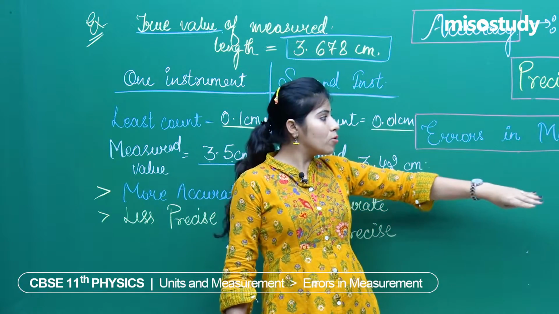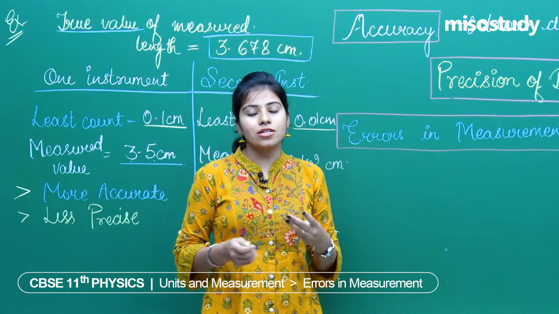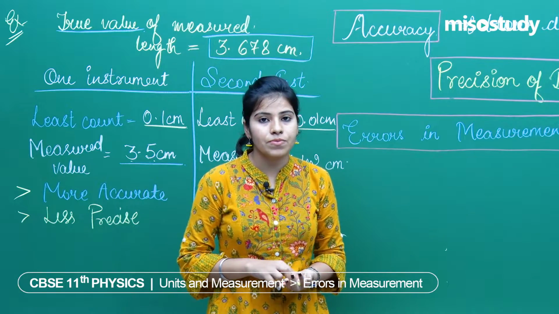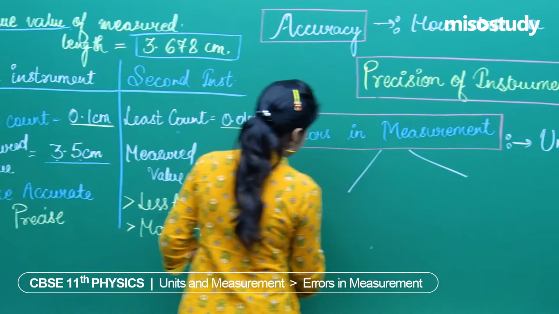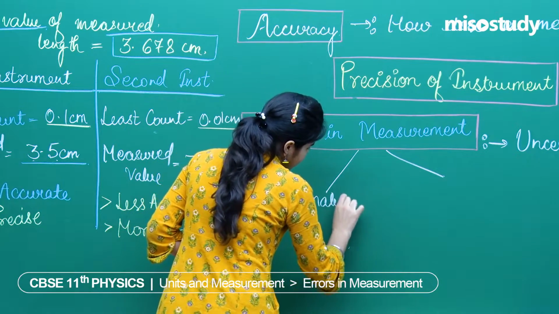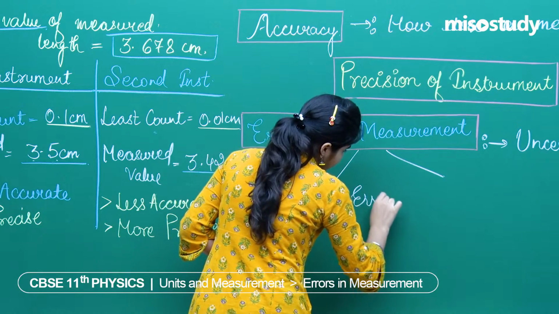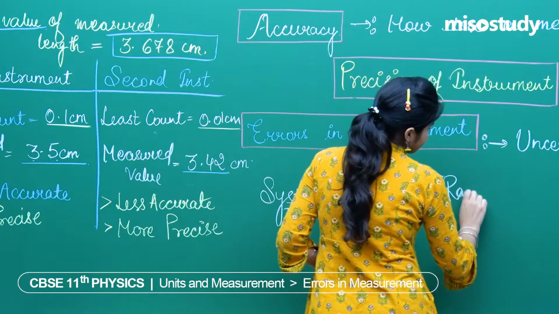Now if I talk about the errors in instrument, they are categorized into 2 different categories, and the 2 categories of error are systematic error and the other one is random errors.